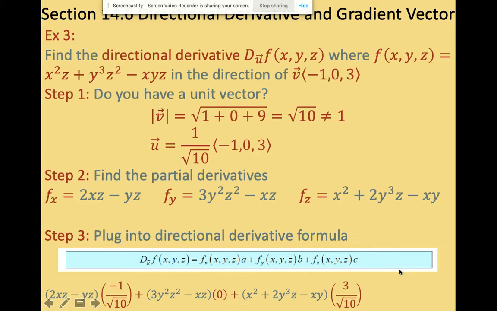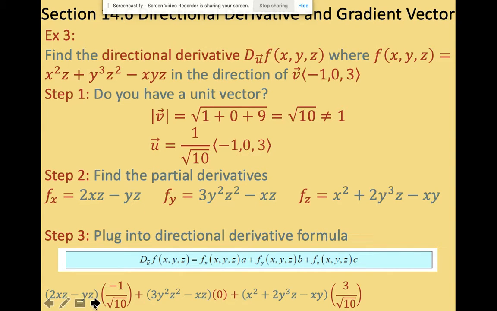Now I want you to look at my color coding there. The reason I wanted to do this one not at a specific point is I wanted you to look at how I might rewrite this expression. So in gray there are the partial derivatives, and then in that reddish color is the unit vector, right? The components of the unit vector.